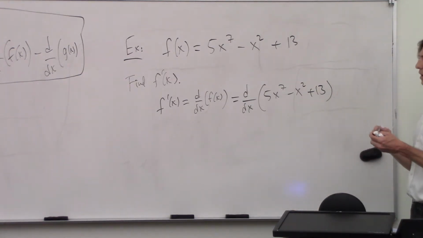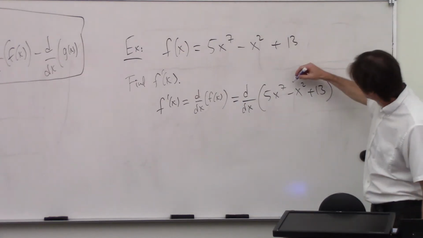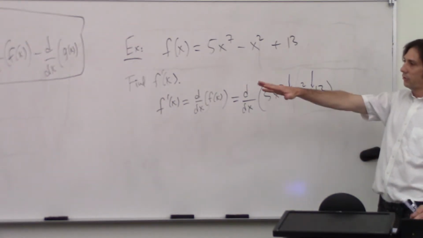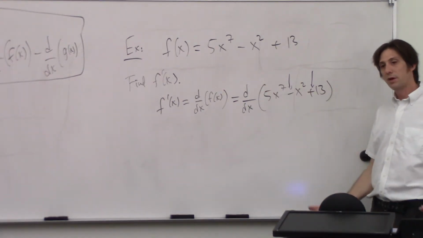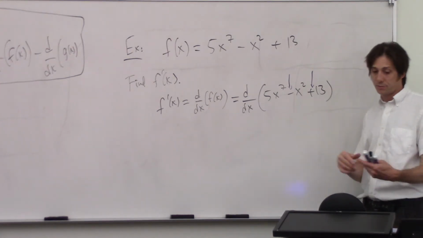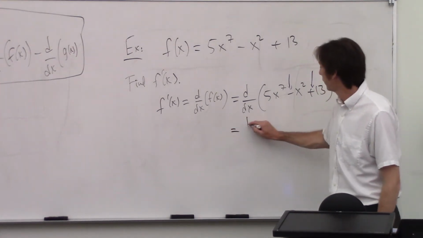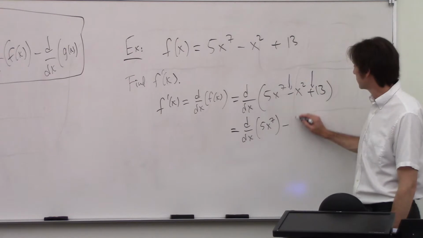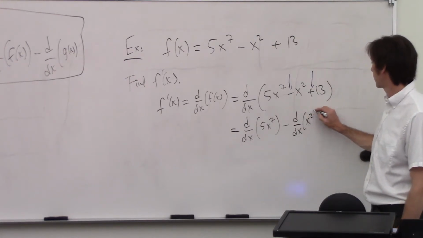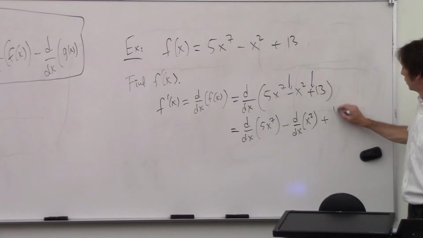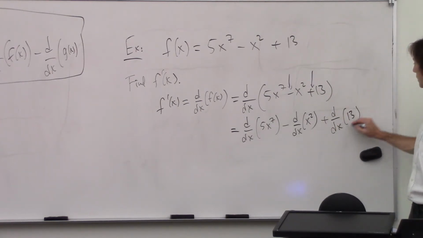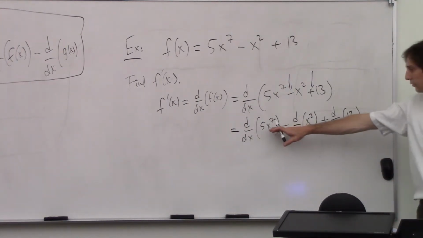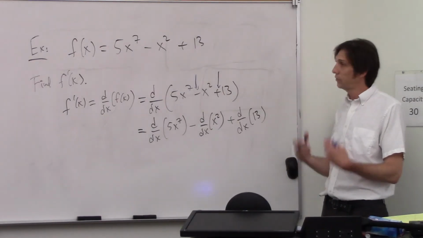Okay, how can I use my shortcuts? Well, I'm subtracting, and then I'm also adding. When I either subtract or add, I can do the derivatives separately and then combine them with the same operation. So I could write this as d dx of the first term, 5x to the 7, minus d dx of the second term, which is just x squared, and then plus d dx of the last term, which is the constant 13. Okay, this line here follows from the addition rules and the subtraction rules.